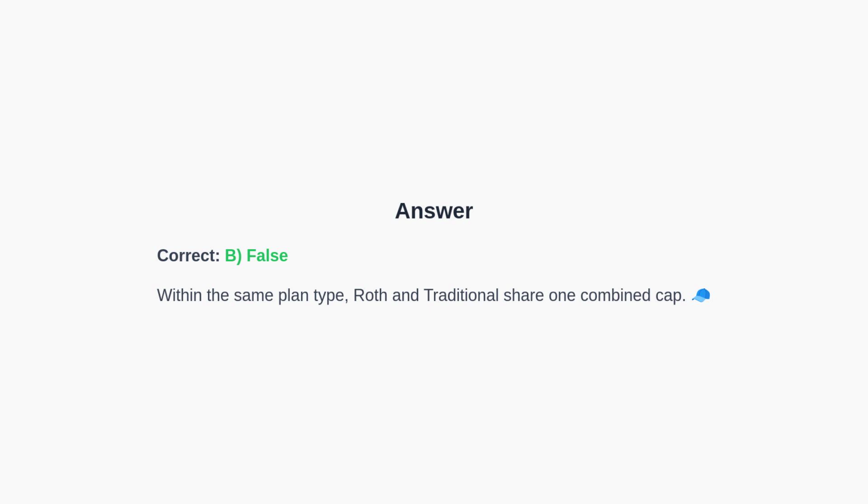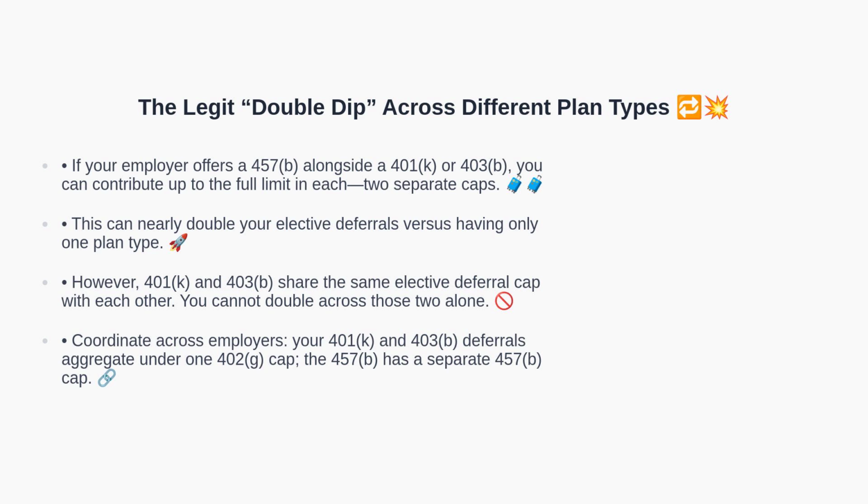The correct answer is B, false. Within the same plan type, Roth and traditional contributions share a single combined annual limit. The double-dip strategy refers to contributing the full elective deferral limit to a 457B and, separately, the full elective deferral limit to a 401k or a 403B when both are offered.